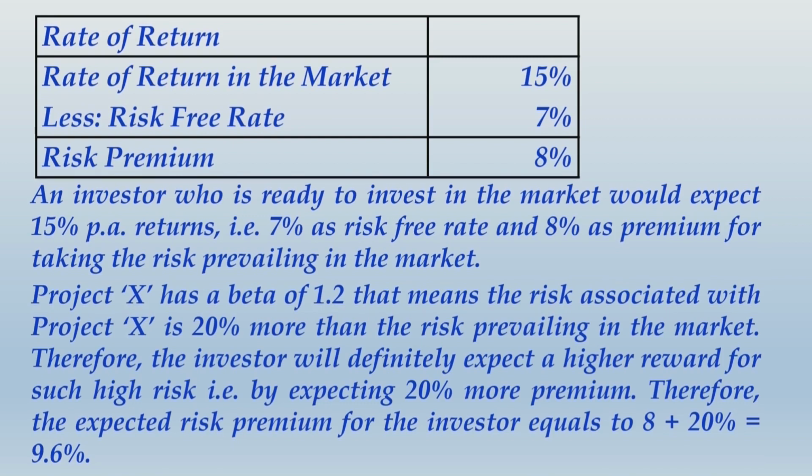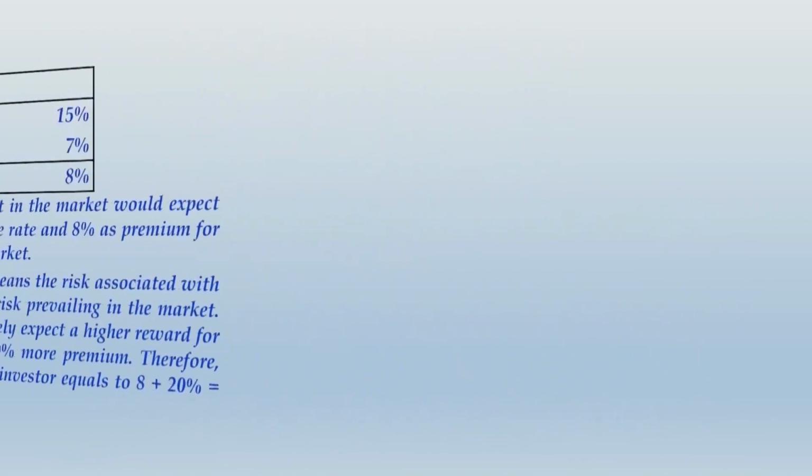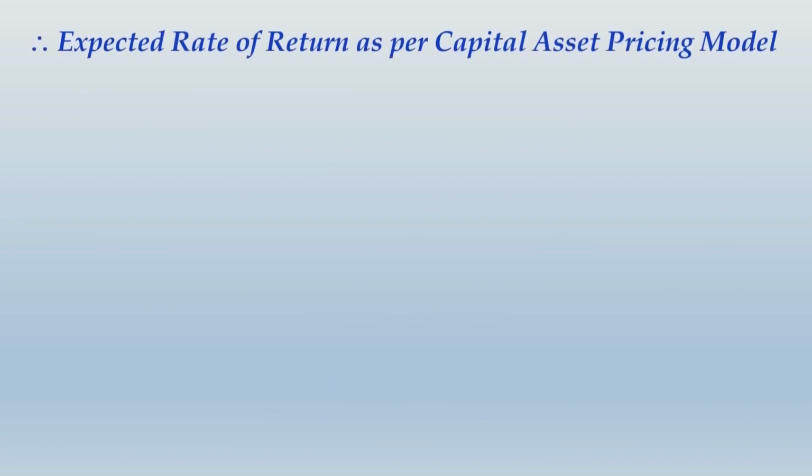You may either multiply it by 1.2 or add 20% to it. It will not make any difference. Let us move ahead, and we can conclude that the expected rate of return as per the capital asset pricing model is 7 plus 9.6, that will be 16.6%. Now, this is what we have derived logically.